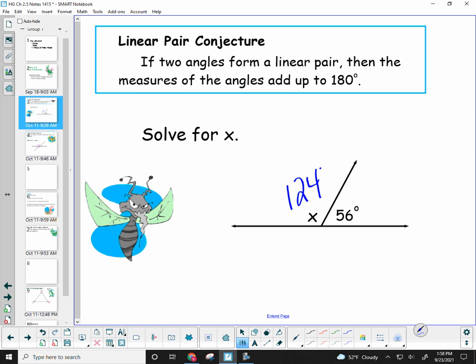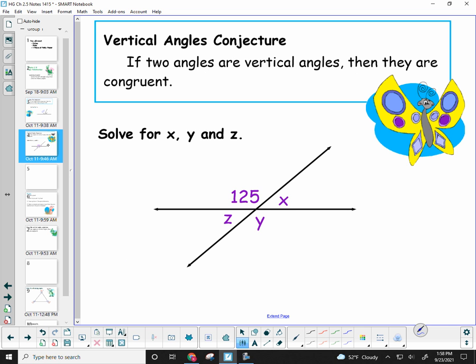All right. The next conjecture we're going to talk about is the vertical angle conjecture. It says if two angles are vertical angles, then they are congruent. Again, should not be a surprise, as I told you this in chapter 1, right? Okay, so take a minute here to solve for x, y, and z.